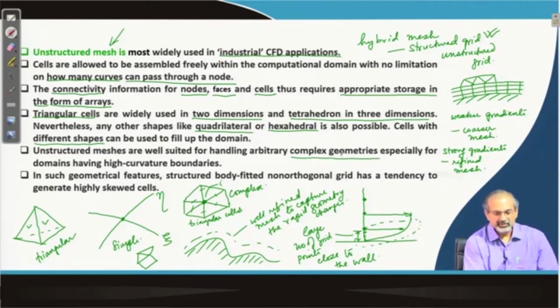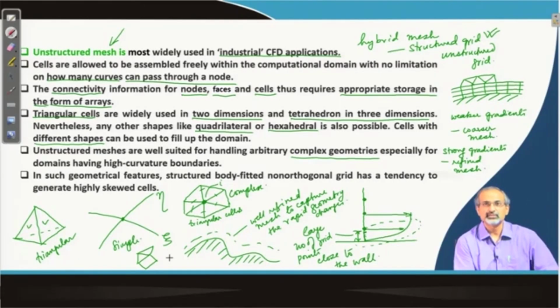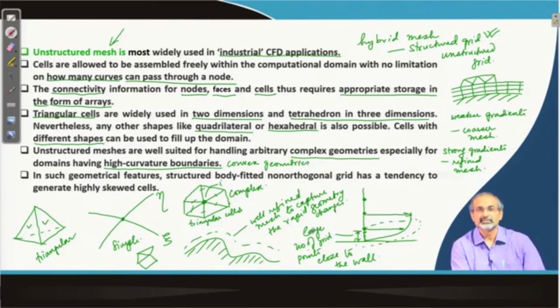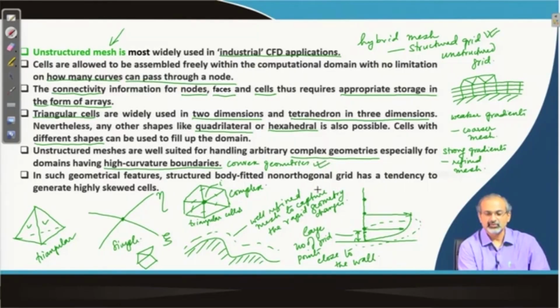Complex geometries are very well tackled by unstructured meshes, and that is one of the major reasons why we use them in practical applications, and they are also very suitable for high curvature boundaries. But one thing that we have to keep in mind is that they are very robust in terms of handling convex geometries, but when it comes to concave geometries, we have to apply them with care. Most of the grid generators do an excellent job with convex geometries, but only the best ones handle concave geometries well.